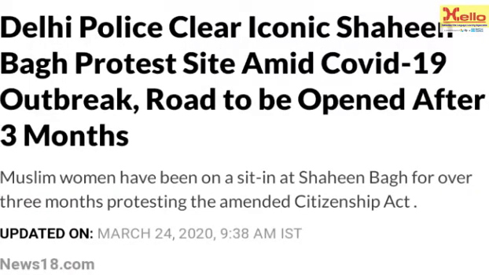So let us look at this recent article which reads: Delhi police clear iconic Shaheen Bagh protest site amid COVID-19 outbreak, road to be open after 3 months. So first of all, we have to see the word iconic and understand how it is used and in which context it can be used, and why this protest is being referred to as iconic. Here the word iconic means something which is very popular, very famous, because as you know this protest was in limelight ever since it started, so that is why it is being referred to as an iconic one.